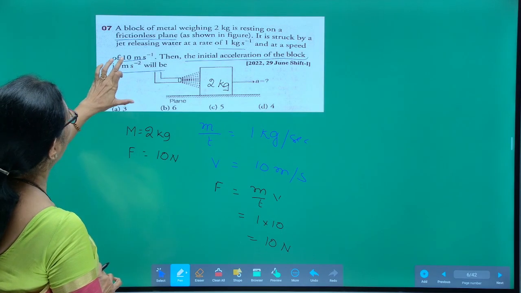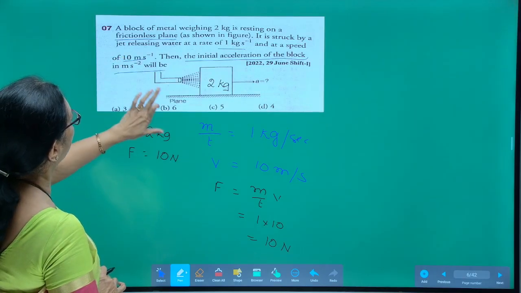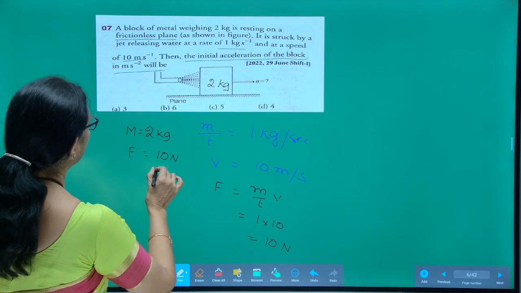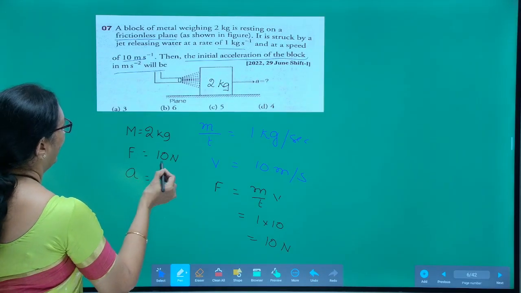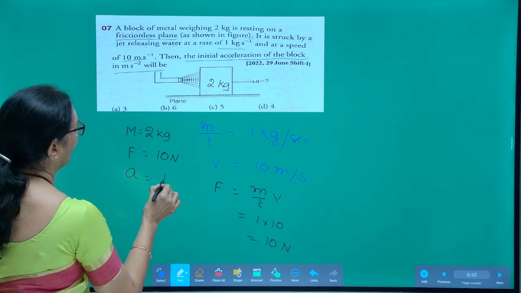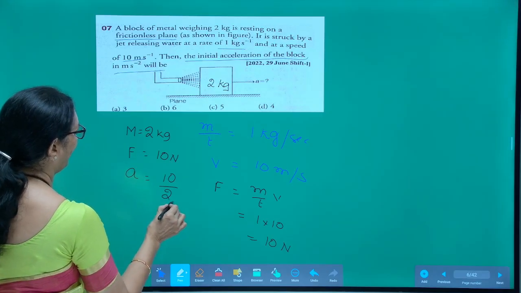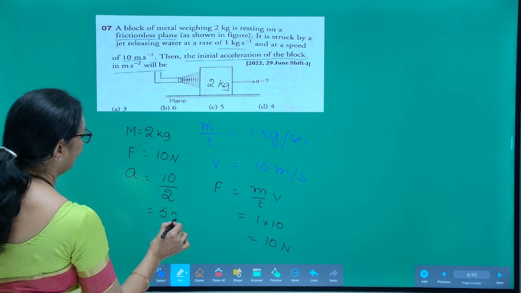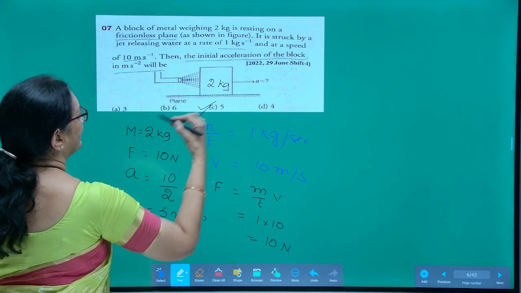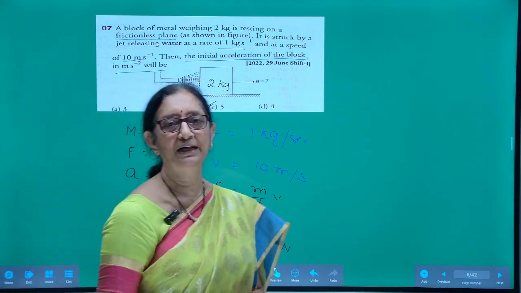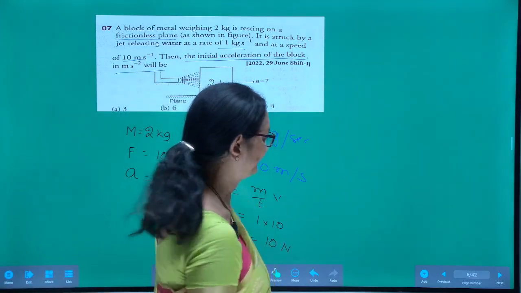Initial acceleration of the block. Look here, 10 meter per second is the velocity. So, mass of the block. What is the acceleration? Acceleration is force by mass. It is 10 by 2. It is 5 meter per second square. So, acceleration is 5 meter per second square.